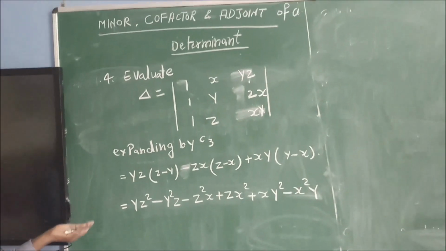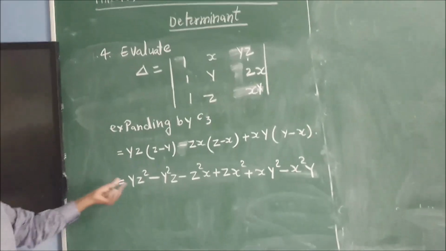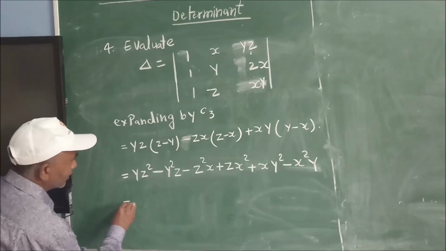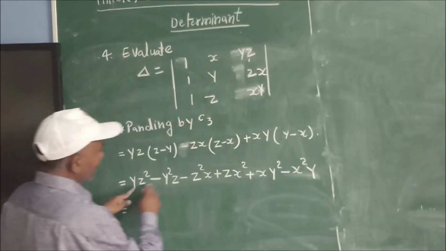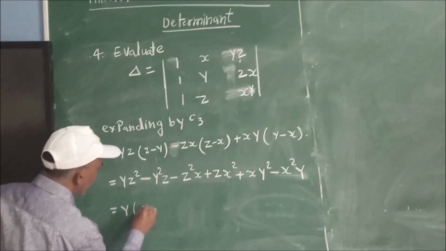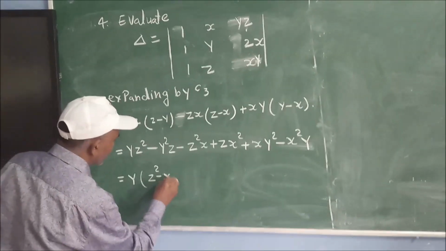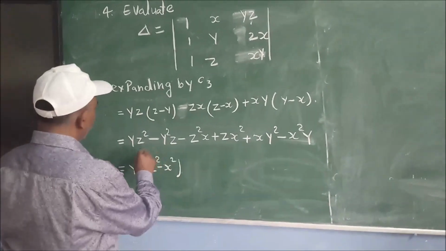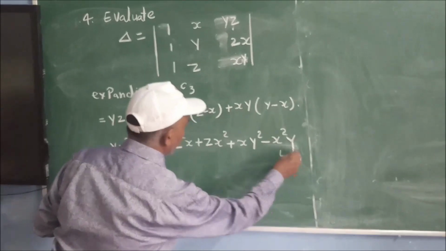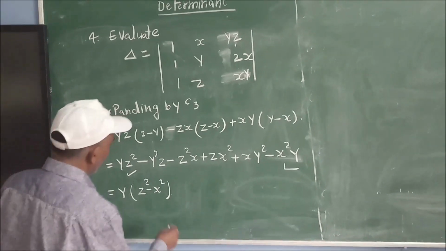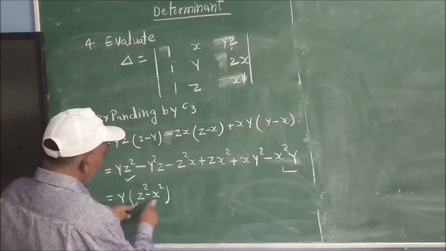Now we will arrange these terms. If you take y as common from the first two, this can be written as z square minus x square. Take y as common from these two terms, so this will be z square minus x square, and after that, here will be z minus x.